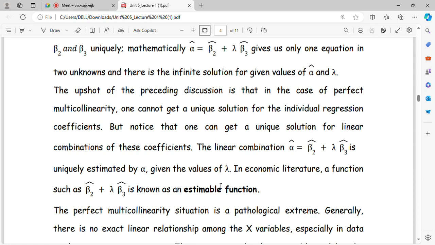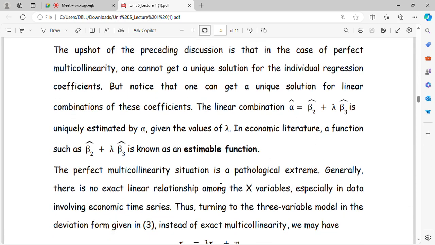Okay. So perfect multicollinearity is some kind of extreme case, just like perfect competition or a monopoly. This is some kind of pathological extreme that does not actually hold in reality. For example, in a market structure, when we assume that there is perfect competition or monopoly, these are extreme phenomena which do not actually hold in reality. Perfect competition and monopoly are just classical assumptions, a classical model, right?